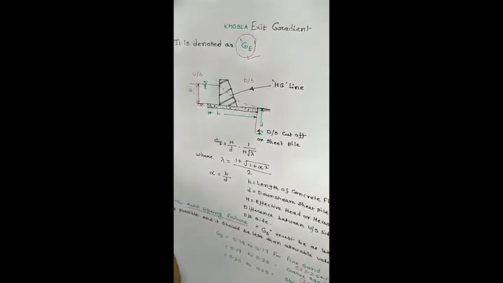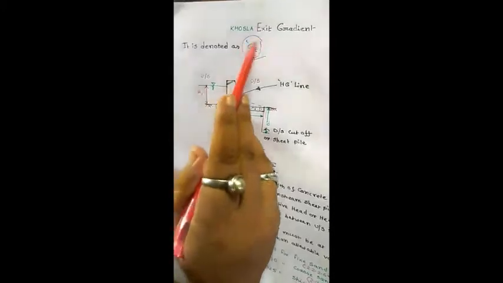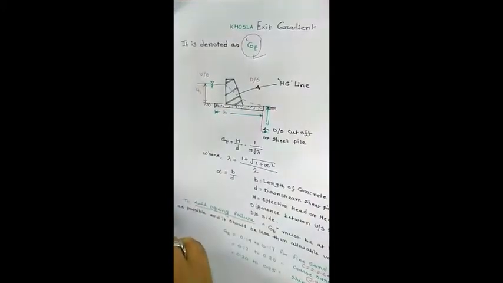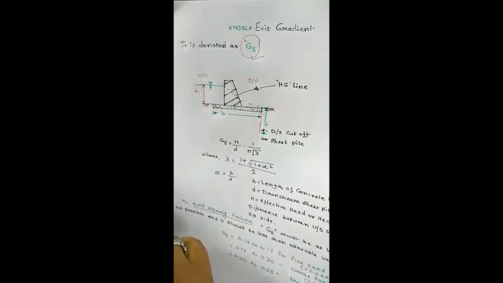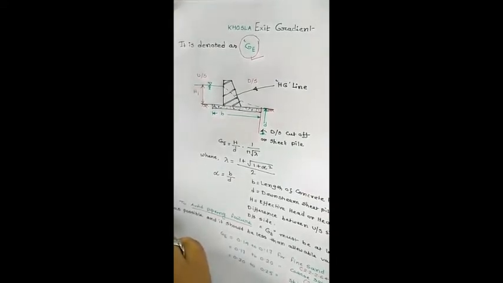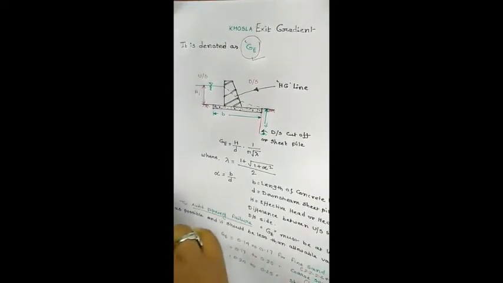Okay, well, today we would like to discuss Khosla's exit gradient. It's a very short video, so I think every student will benefit from viewing this. Khosla's exit gradient is included in your subject. The code name is CE704B, Hydraulic Structure, for the 7th semester civil engineering students studying under MAKAUT.